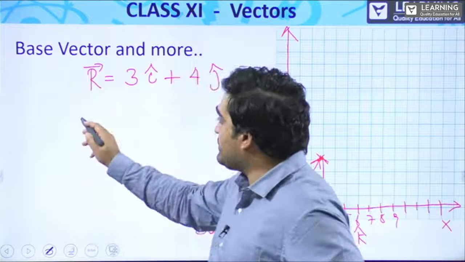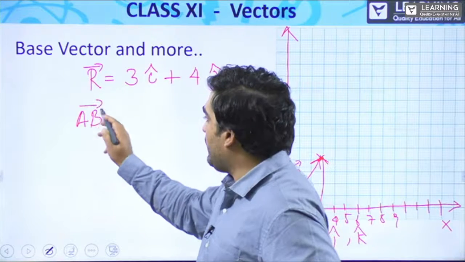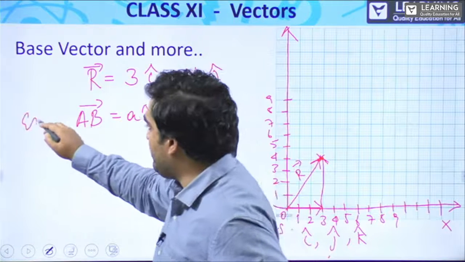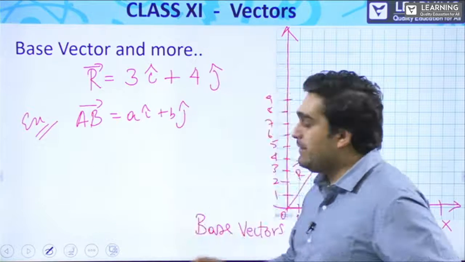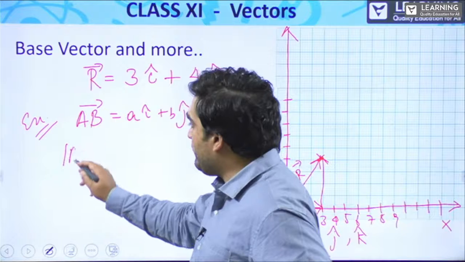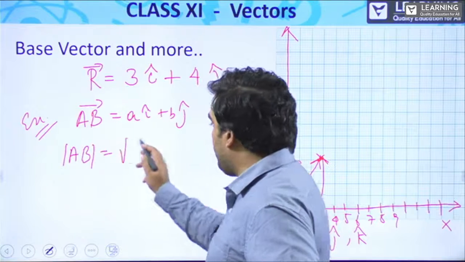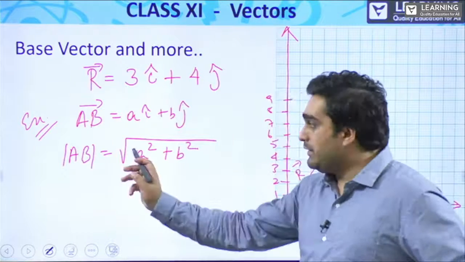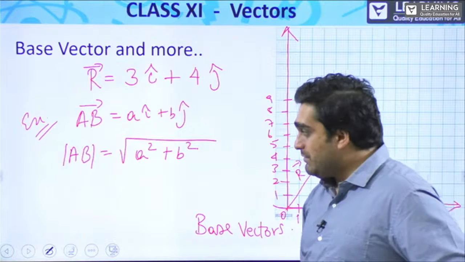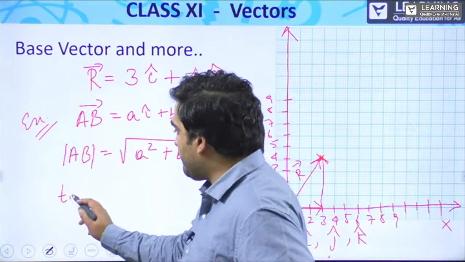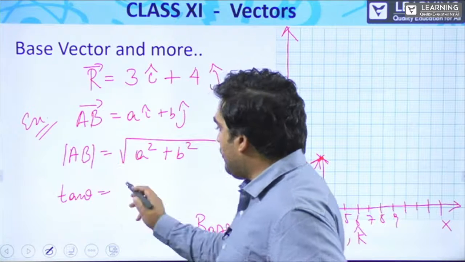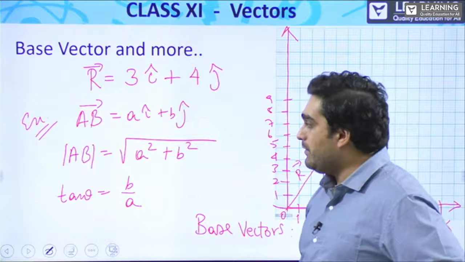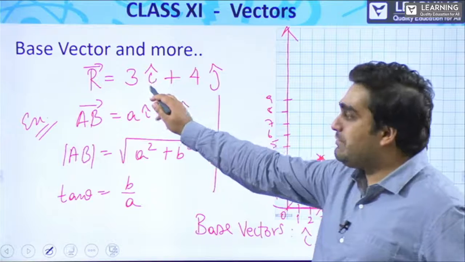Usually a vector like this, when it is given, let's say a i cap plus b j cap. So this is just an example. To find the magnitude of a vector, it is equal to the square root of a square plus b square. This is how you find the magnitude. Similarly, to find the direction, it is always b by a. Okay? So, can we apply the same concept here?